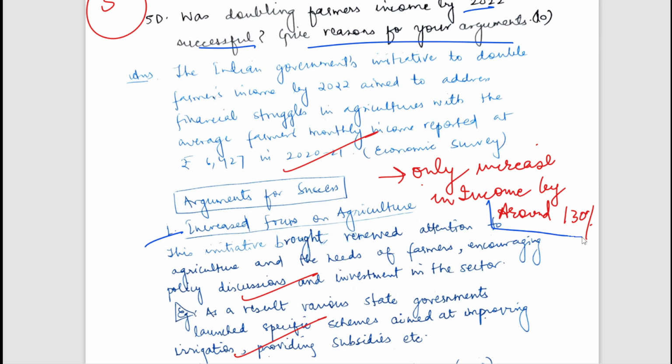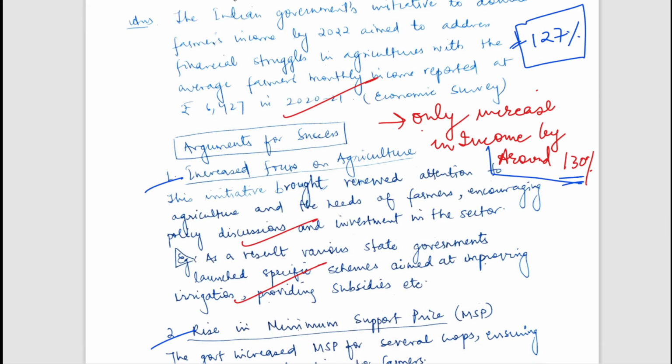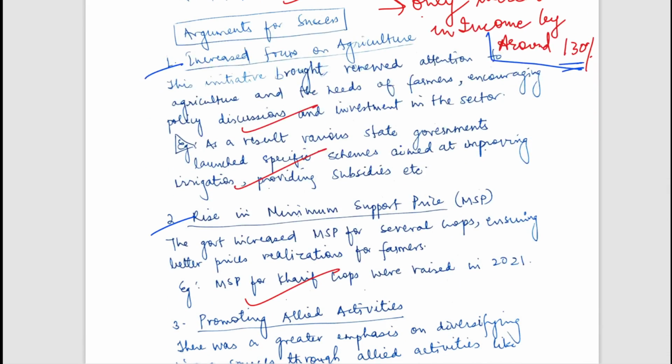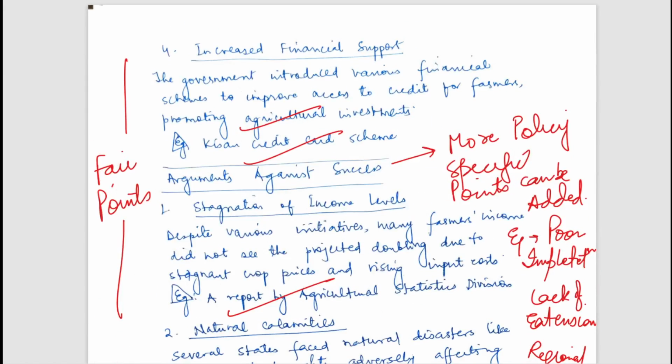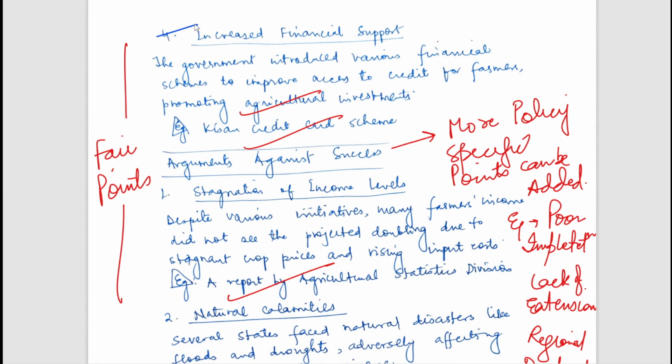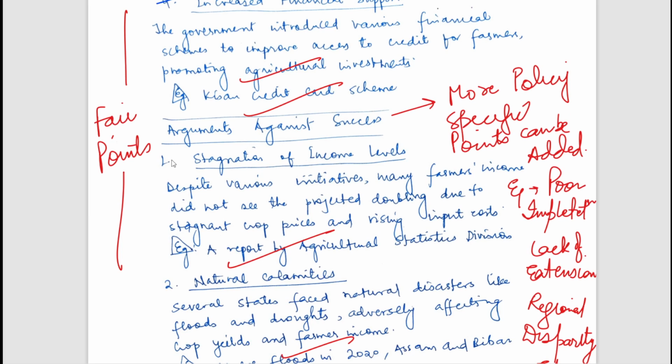But we all know that there was only around a 127% increase in yield. As per the various data I mentioned here, it is only around 130%. So that has to be highlighted. Promoting allied activities. And we will see that some points look a little vague, such as stagnation of agricultural income levels and natural calamities. These are not directly related to policy-specific points.